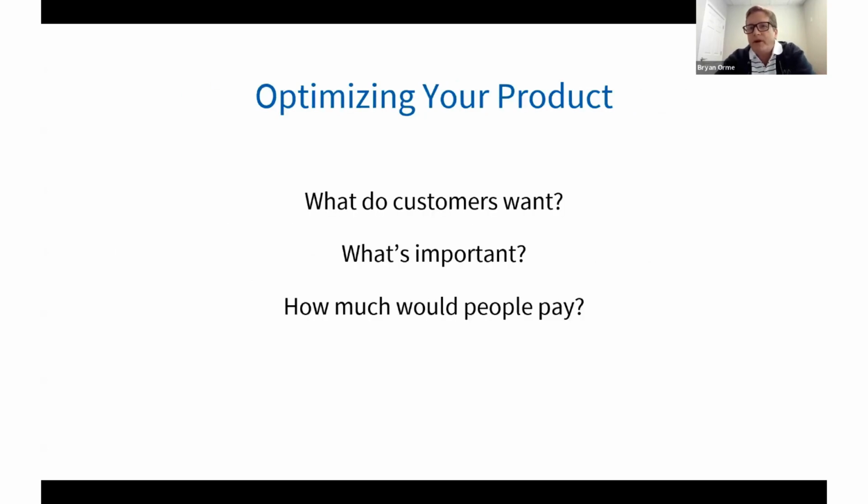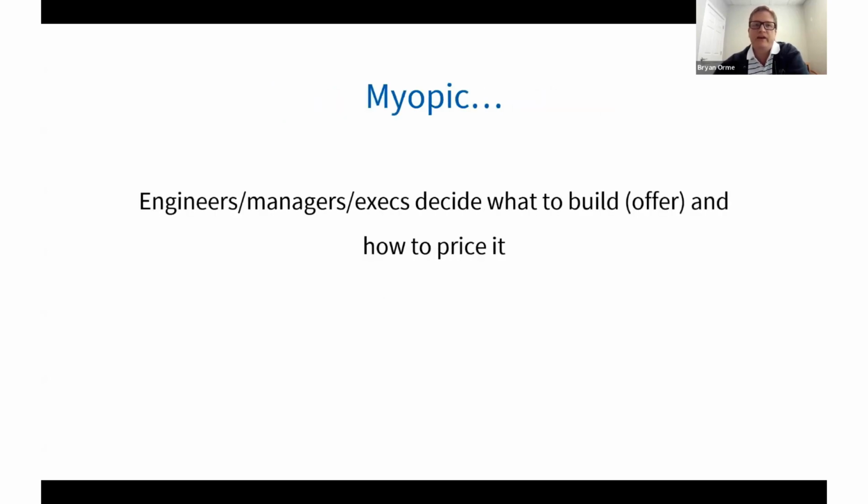In terms of optimizing your product, the big questions are, what do your customers want? What's important to them? And how much would people pay? But traditional market research questions often just haven't done a very good job at doing this. And this is where and why conjoint analysis choice experiments have excelled over the last few decades.